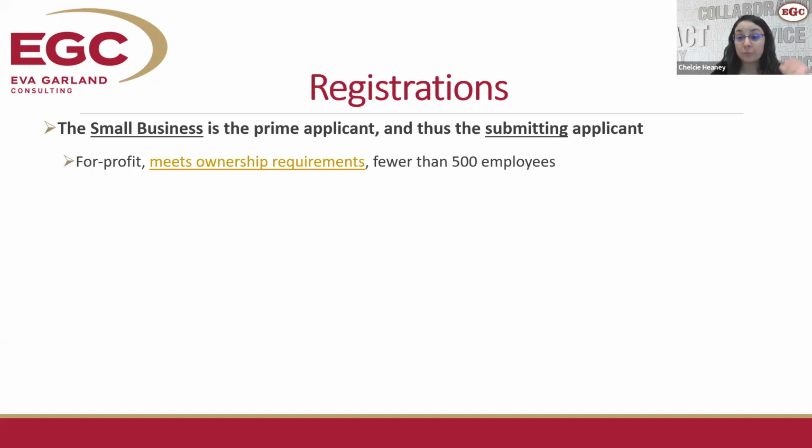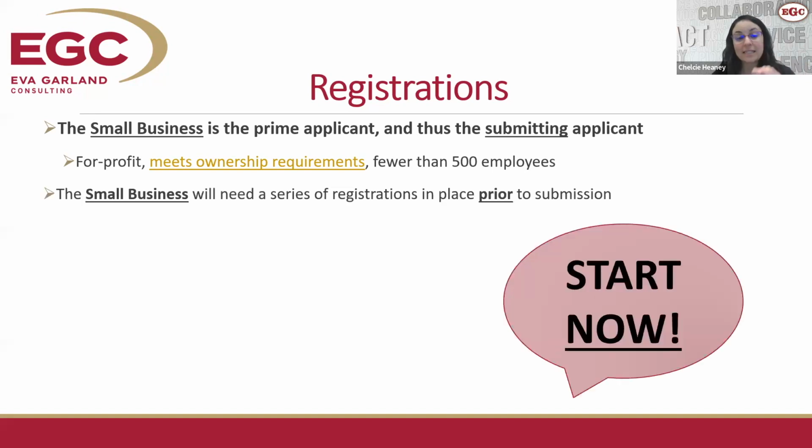First, you need to make sure that you're meeting the small business definition, you're meeting ownership requirements. The Small Business Administration defines a small business as having fewer than 500 employees, which is how they define it. And also you need to be for profit. The small business needs to have a set of registrations in place before you can submit. So you really need to start now. Strongly encourage you to start now if you're thinking about that September NIH deadline.